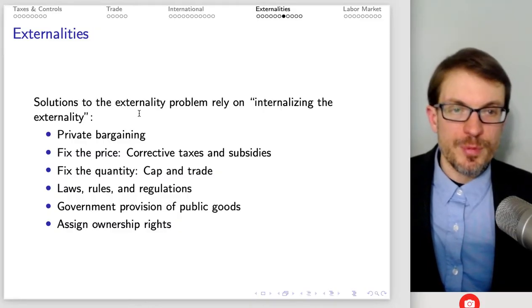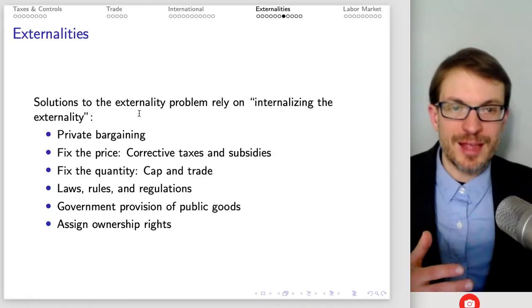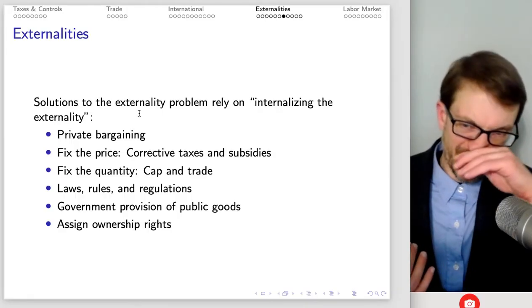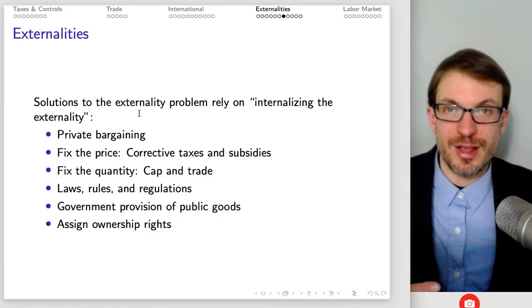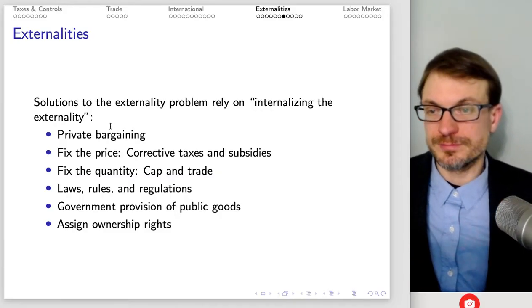The idea with overproduction is we are getting too much of whatever is the bad side effect, so we should do less of the primary activity. The idea with underproduction is we're not getting enough of the good side effect, so we should increase the activity.